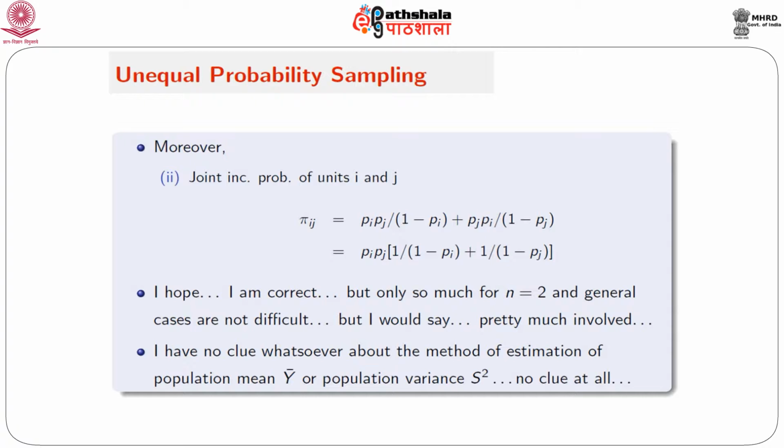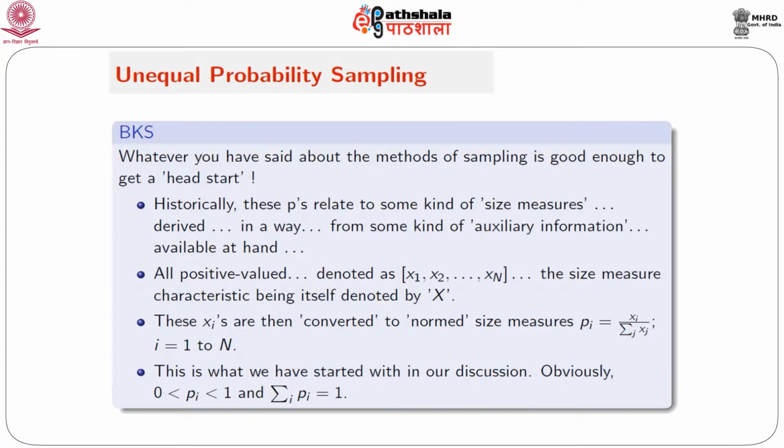These are also for sample size 2. For 3, it is possible to work out inclusion probabilities for first order or second order under PPS without replacement sampling, under unequal probability without replacement sampling, using the basic P vector, P1, P2, PN. All the time we are using P and working with without replacement sampling. So let's see how the estimation procedure is coming. Whatever you have said about the methods of sampling is good enough to give a head start.